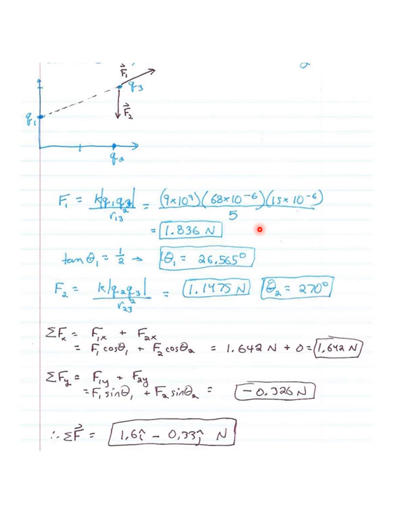We can find the tangent of this angle that my pointer is tracing, and it becomes 26.565 degrees. So that force is going at a 26.565 degree angle, and it is pointing in the direction I've pointed it simply because they are like charges.